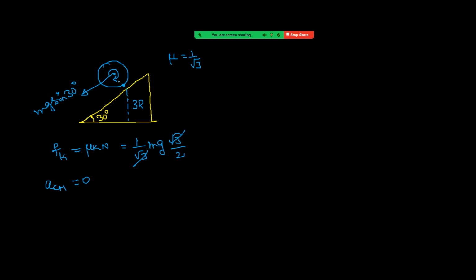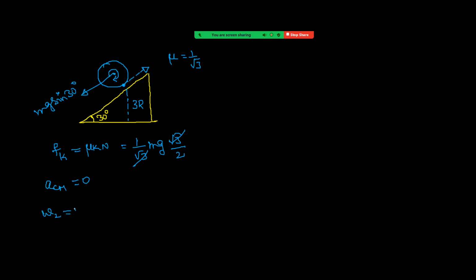That means it will rotate at the same point until omega becomes 0, because you can see due to friction the torque will be anti-clockwise, but omega is now clockwise. That means until omega becomes 0, it will be at the same location. So first focus on at what time omega becomes 0.